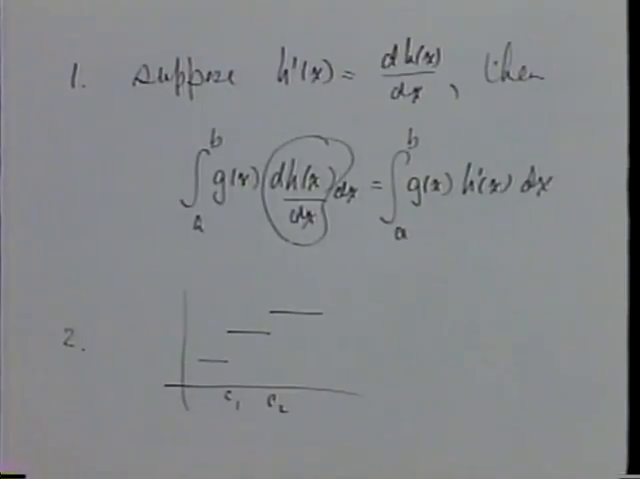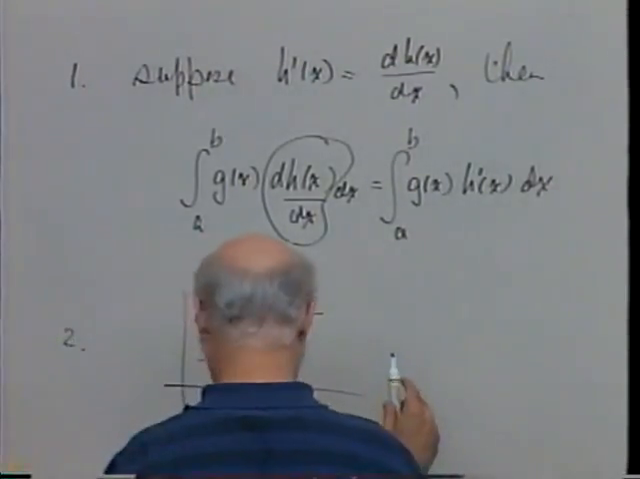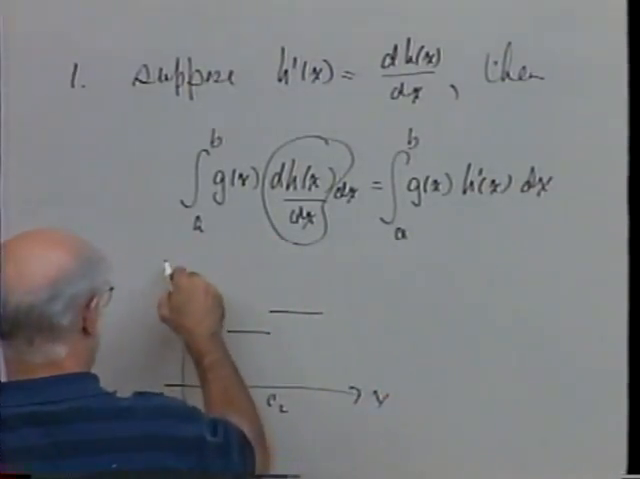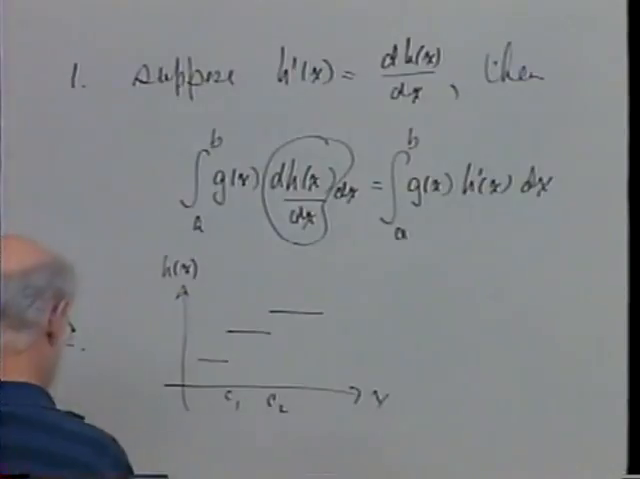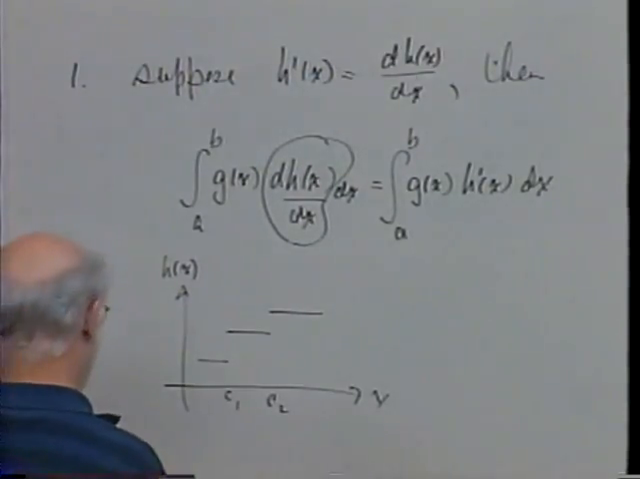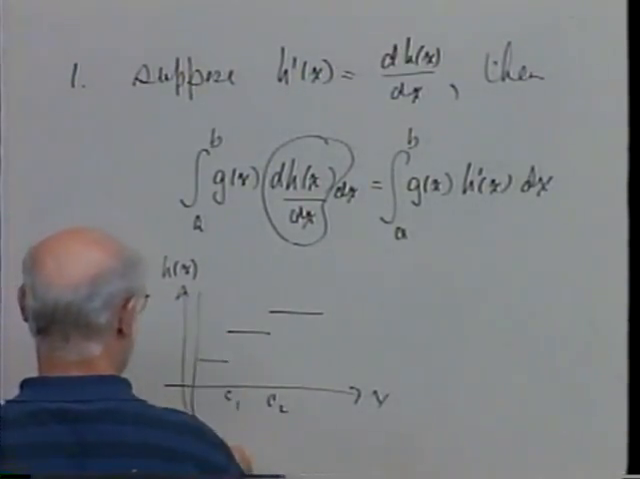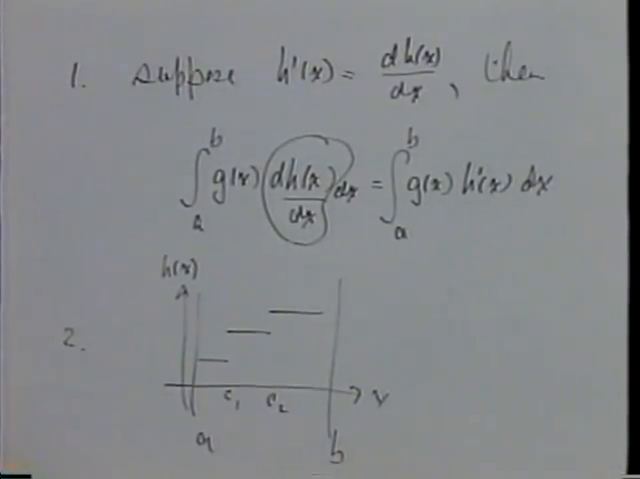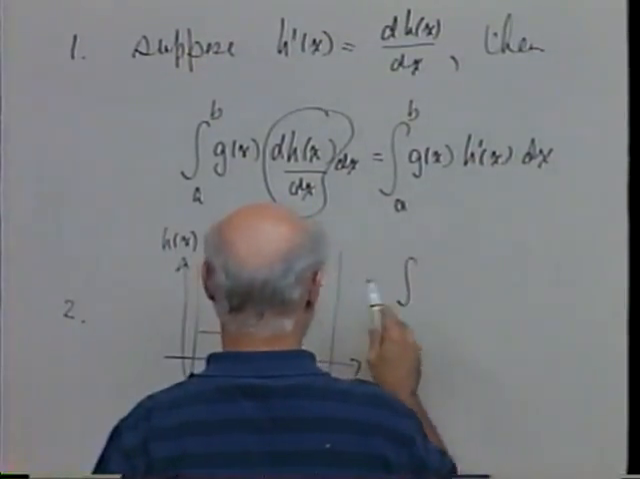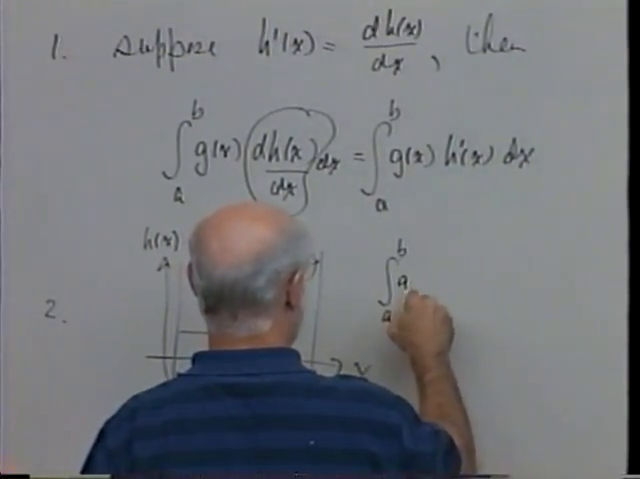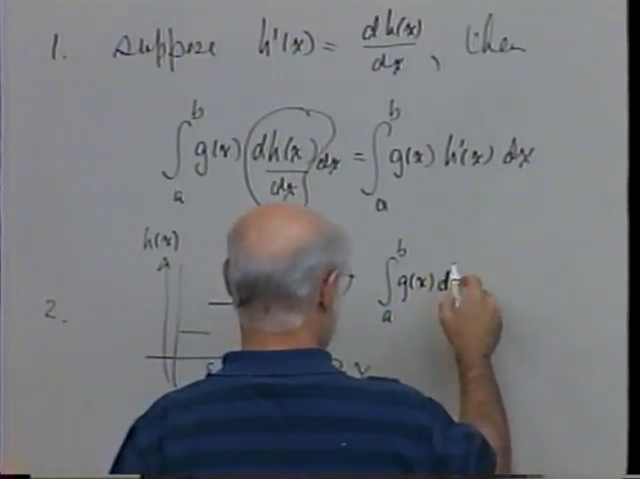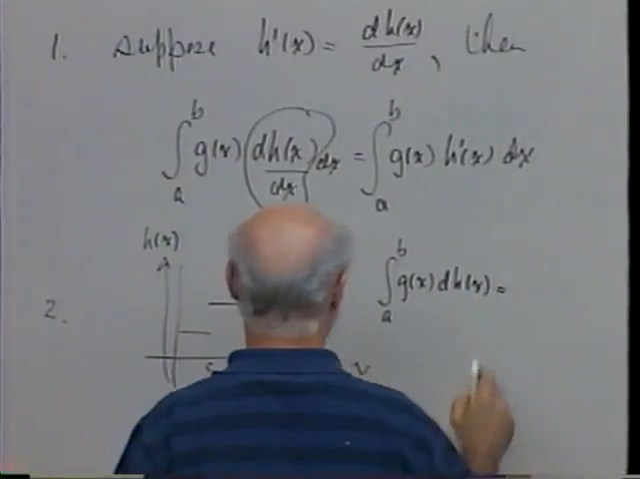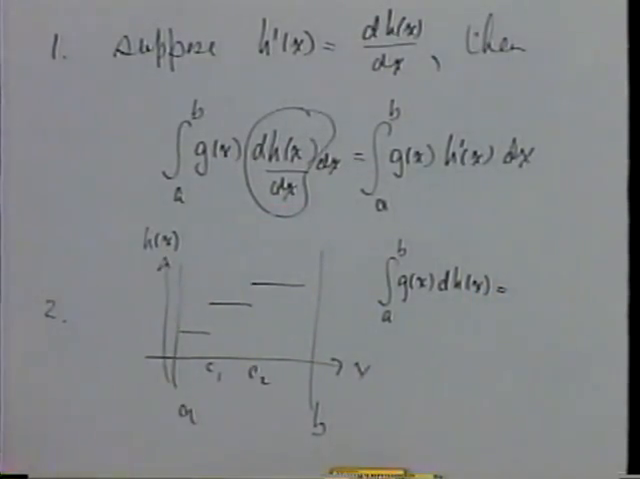Okay, so this is x going this way. This is h of x. And I want to integrate this from a to b. So the integral of any function g integrated with respect to h, if h is a step function, has a very simple solution.